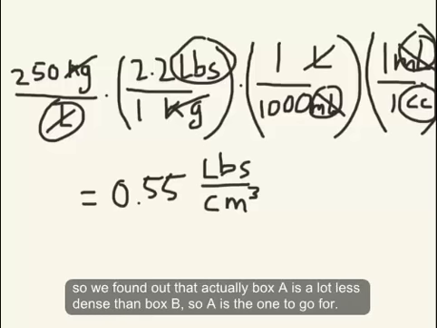So we found out that actually box A is a lot less dense than box B, so that's the one to go for.